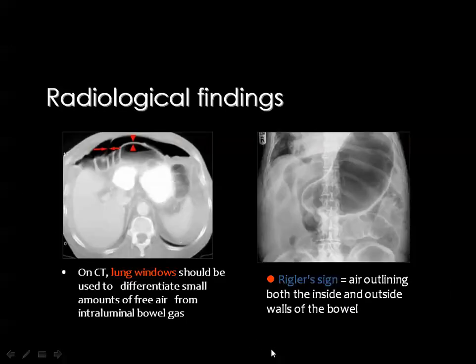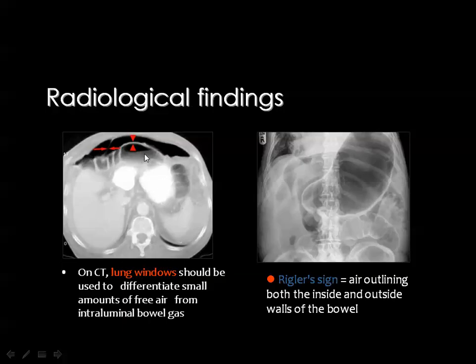Then in the CT scan, in order to be sure about the presence of air in the peritoneal cavity, you should use the lung window in order to confirm and to differentiate between air in the bowel and air in the peritoneal cavity.